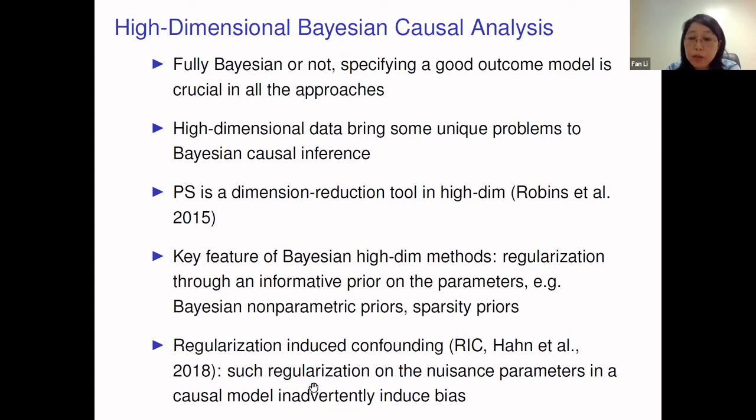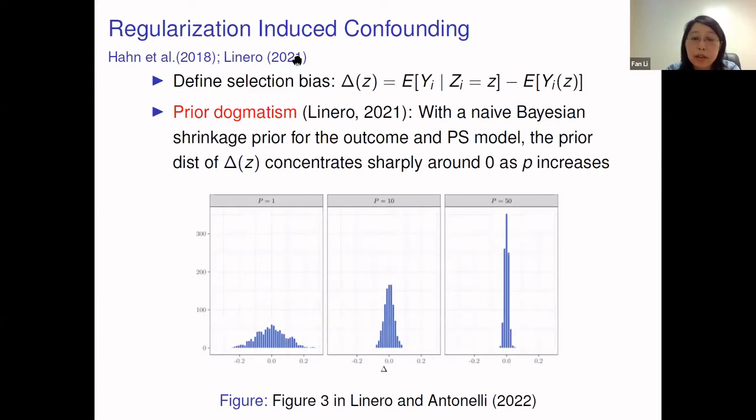Basically, when you have high dimensional data, you have a lot of nuisance parameters, and regularization on those nuisance parameters in a causal model can induce bias, even though this is unintentional, it just will induce bias. This problem was clarified in a recent paper by Antonio Linero. This is a very nice paper, from last year, 2022. Here he showed this thing. He defined the so-called selection bias.